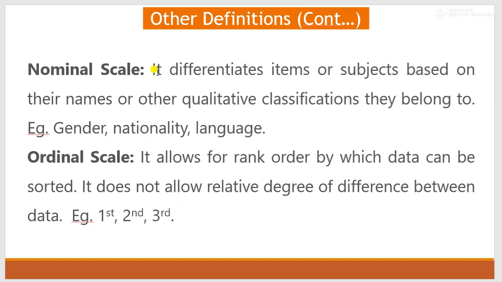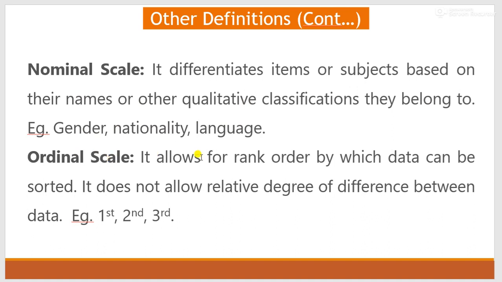Next is the nominal scale. The nominal scale differentiates items or subjects based on their names or other qualitative classifications they belong to. Examples are gender, nationality or language. So the nominal scale differentiates the data based on their name or other qualitative classification.